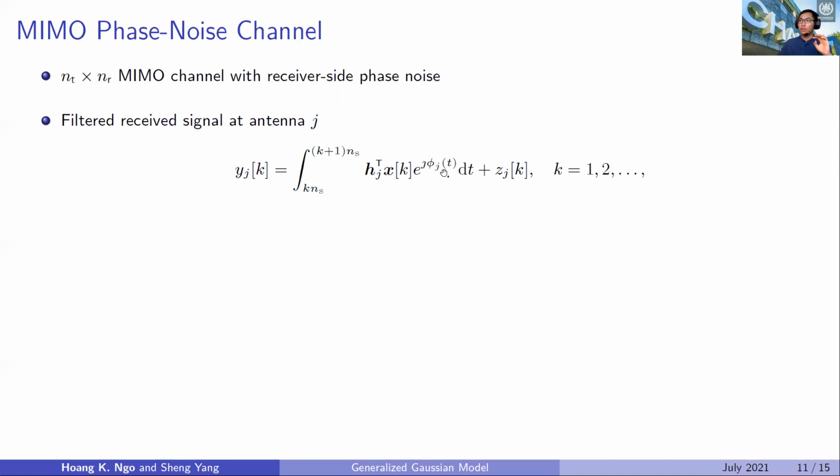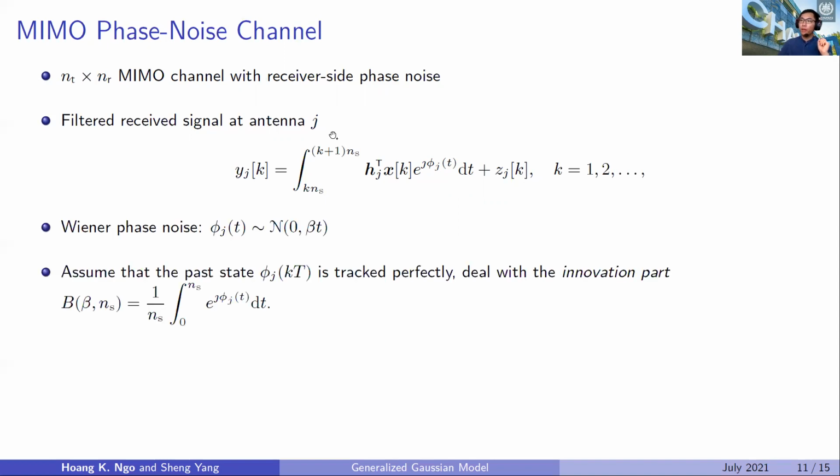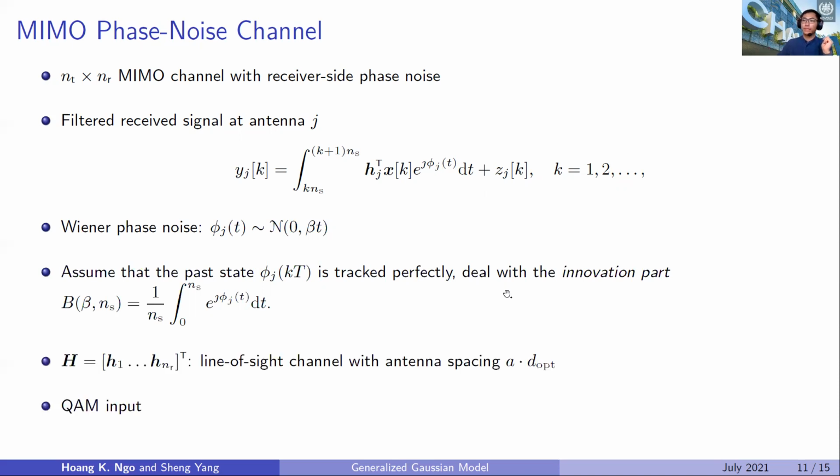We assume that the phase noise is Wiener, so the phase noise follows a Gaussian distribution with increasing variance. We assume that the past state of the phase noise in the previous symbol period is tracked perfectly, so we are left to deal with the innovation part, which is the phase noise that is accumulated in the current symbol period. We assume that the channel matrix follows a line of sight model with antenna spacing equal to a fraction of the optimal antenna spacing.